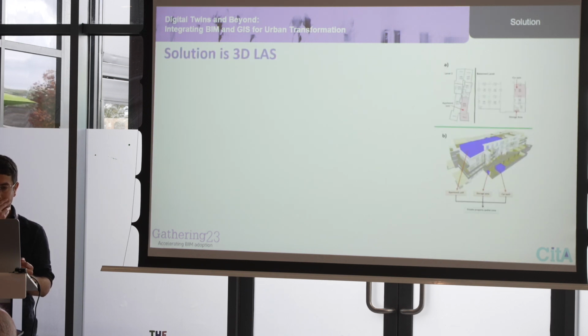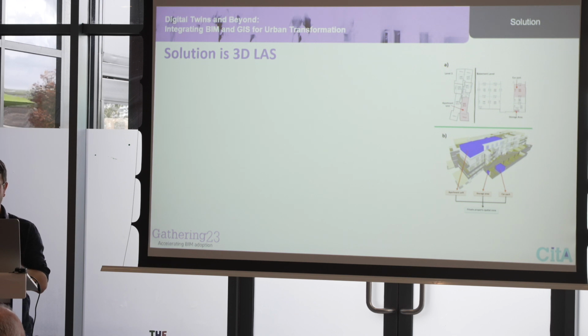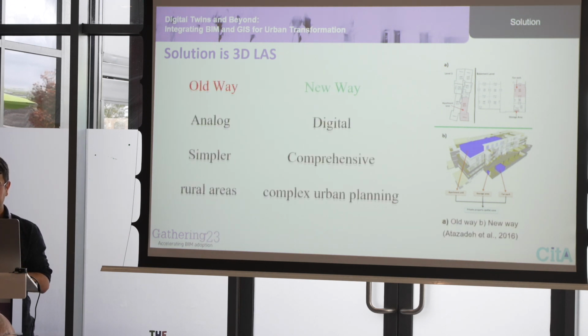And the solution, instead of using 2D land administration systems, we can use 3D. In the first photo at the top, you can see we have an apartment and a car parking area and storage using the old method, just 2D plans in order to store that. At the bottom, we have the new way, which is we can use 3D models in order to store that information and then associate it with the specific owner and save that in a digital database.